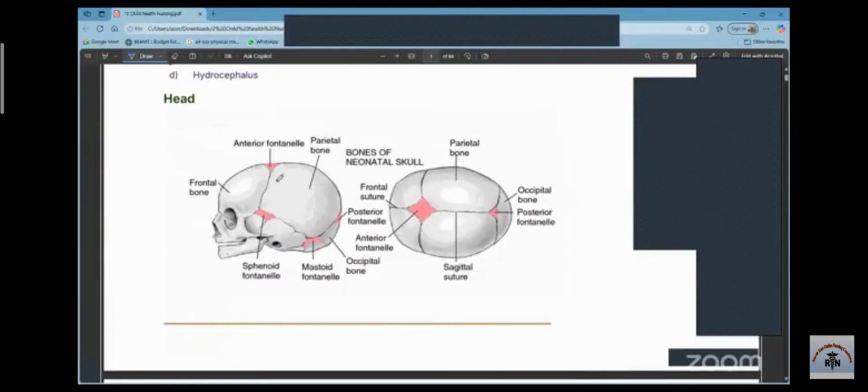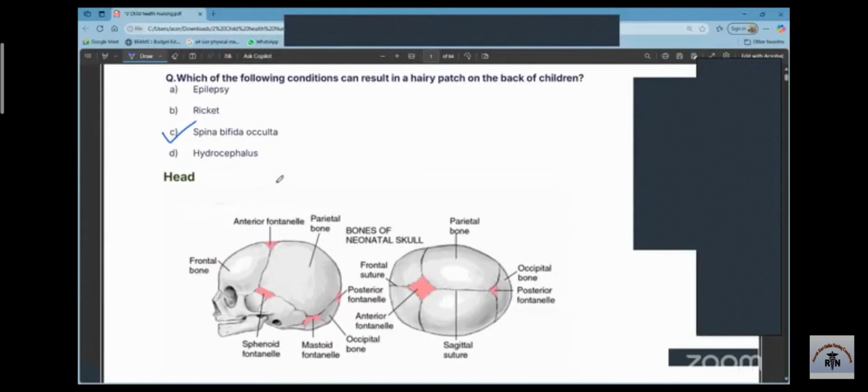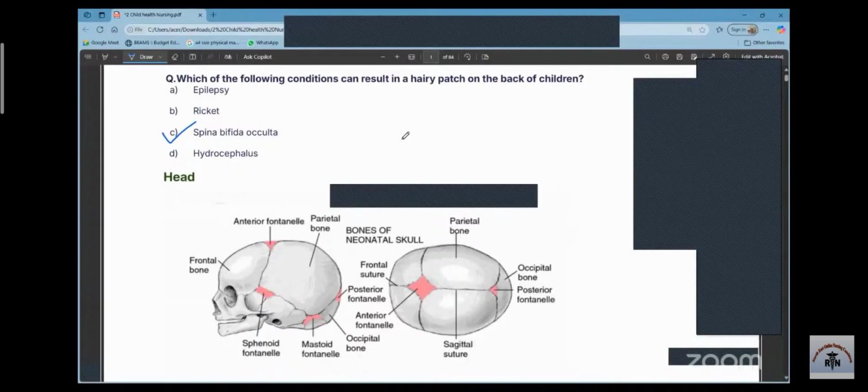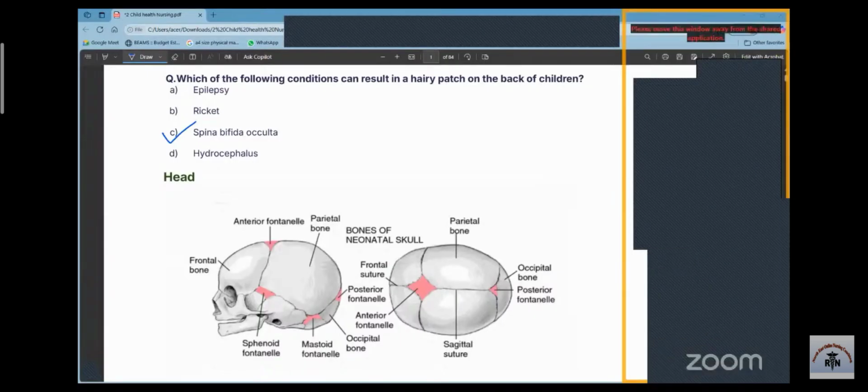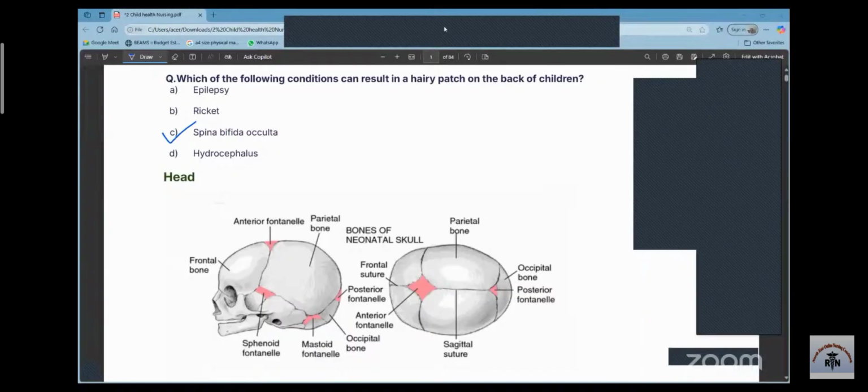So how many fontanelles do we have in a fetal skull? Two fontanelles. We don't have four fontanelles. Can anyone else guess? We have around six fontanelles. Six fontanelles, but from the exam point of view, only the anterior fontanelle and the posterior fontanelle are important. But for us to know, we have six fontanelles.